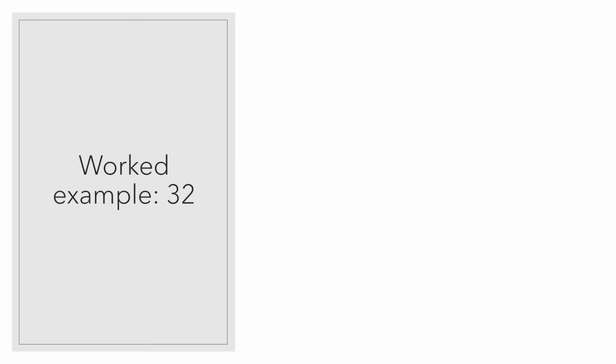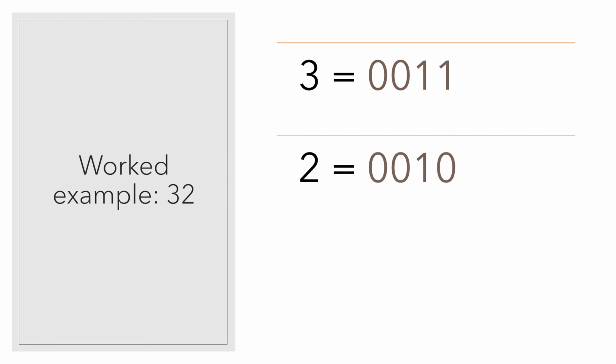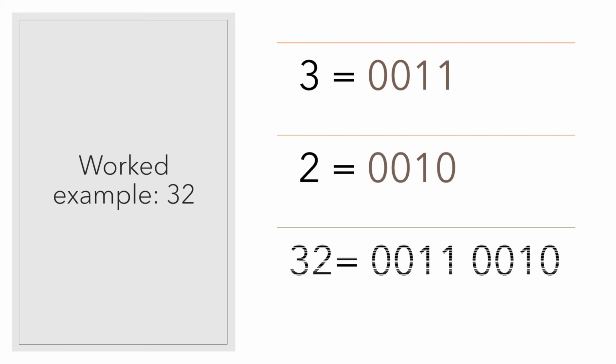If we had to turn the hexadecimal number 32 into binary, 3 is 0011 in binary, 2 is 0010 in binary, so we put those together, 0011 0010. We don't have to work out the decimal value of any of these numbers. The conversion just takes care of itself.